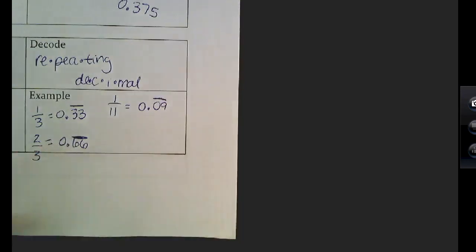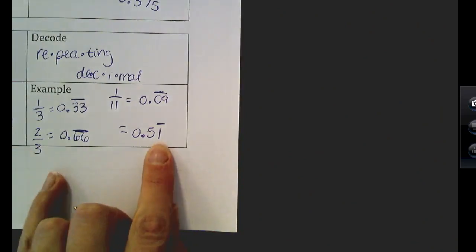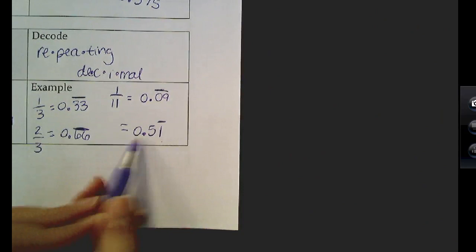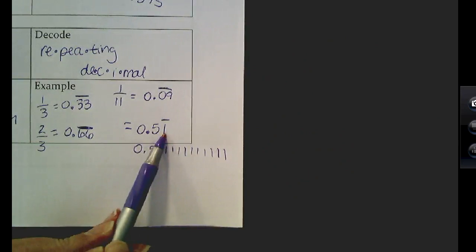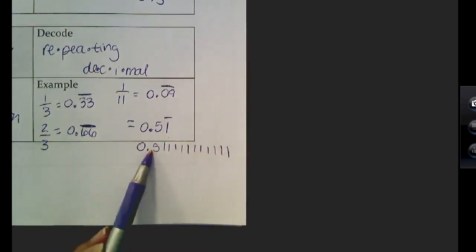Now, you could also have a repeating decimal that might say 0.5, and then if it's got just the repeating bar above the 1, that means that the 1 is repeating, but the 5 is not. So it would look like this. Since that repeating bar is only over top of the 1, the 1 is repeating, but the 5 isn't repeating.